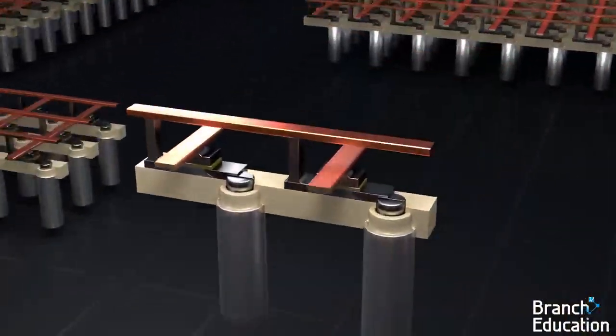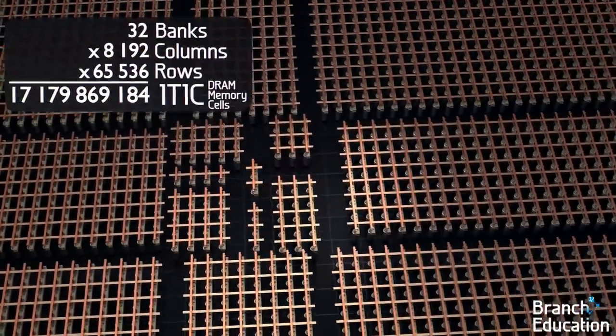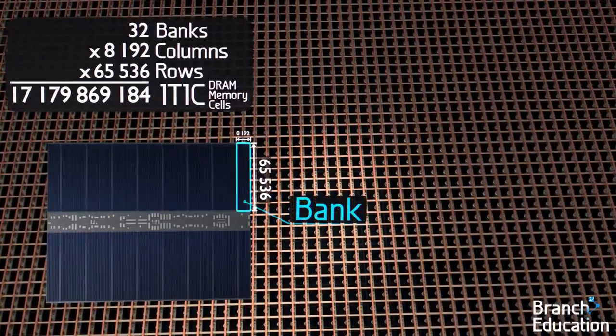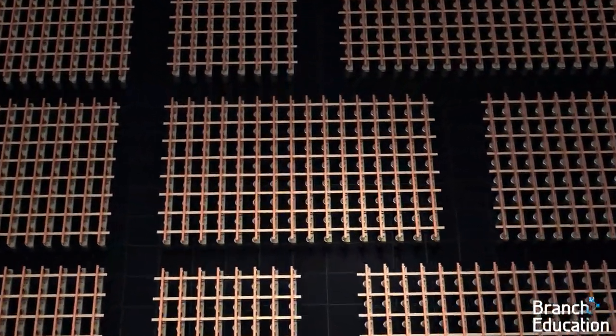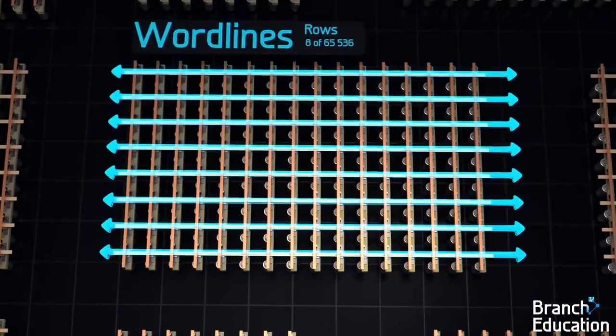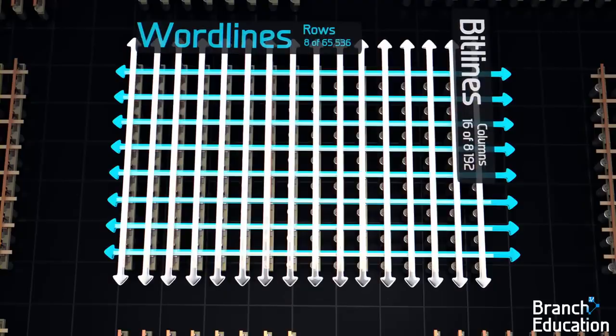As mentioned earlier, this 1T 1C memory cell is one of 17 billion inside this single die, and is organized into massive arrays called banks. So let's build a small array for illustrative purposes. In our array, each of the word lines is connected in rows, and then the bit lines are connected in columns.